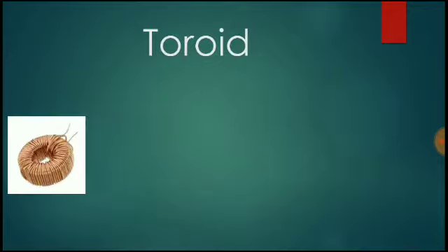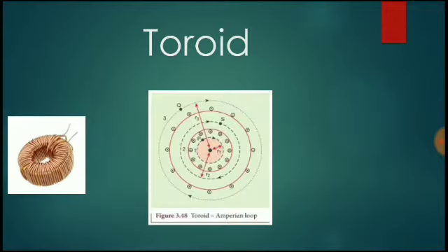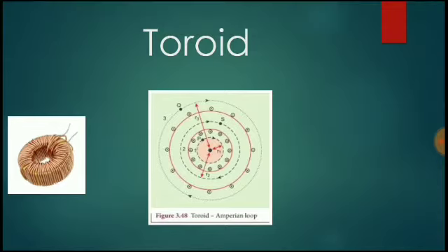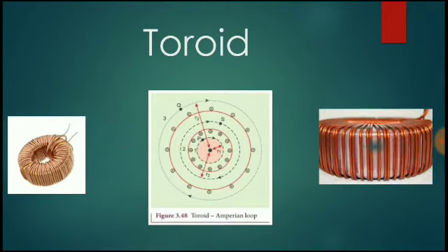The next topic is the toroid. What is a toroid? This is a picture of a toroid. This is a simple diagram of a toroid, where each circle represents a turn. This is also a diagram of a toroid. If a small magnet is surrounded by n number of copper coils, it acts as a toroid.